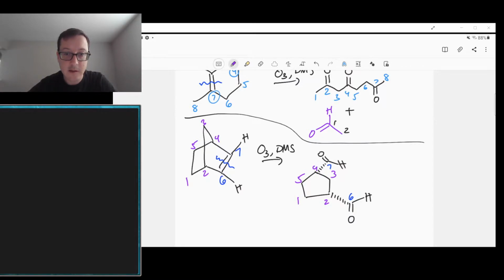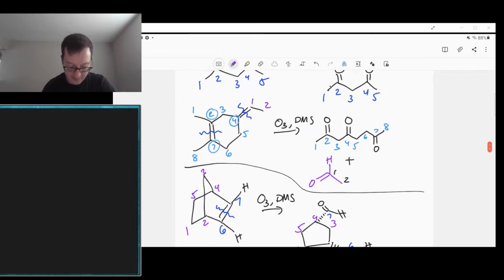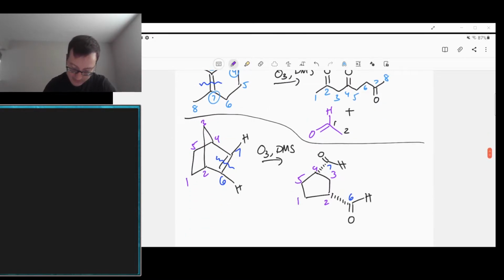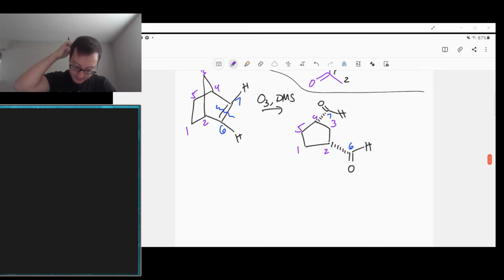So stereochemistry is still a factor here. So don't ever forget that. Will we have any other stereochemical considerations? No, we don't have any other chiral carbons in these. So fun.